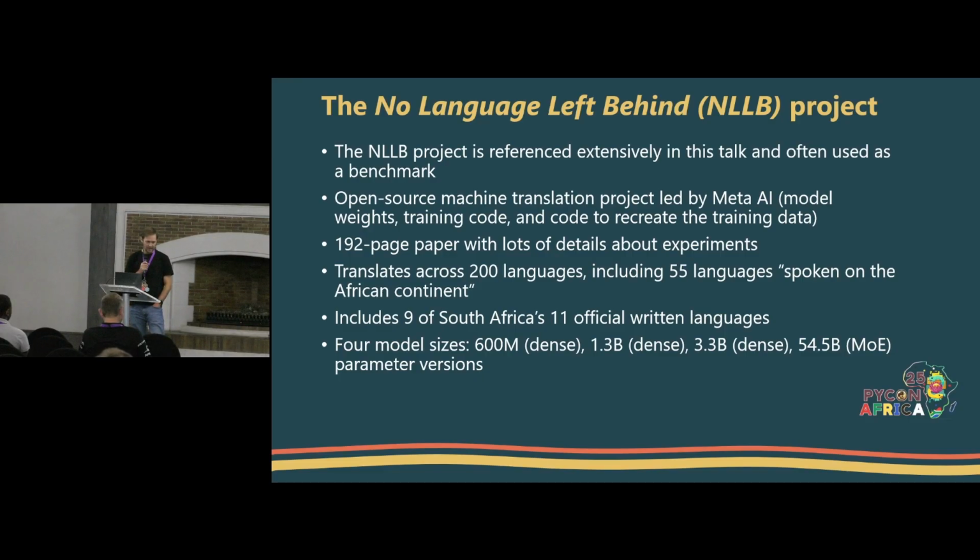Kind of shocking when you read it now, when we've gotten used to model release by short blog post. They translate over 200 languages, including 55 languages that they say are, quote, spoken on the African continent. 9 of South Africa's 11 written languages are included. And then they released 4 model sizes, the smallest being a 600 million parameter model that I'll use a bit in this talk.